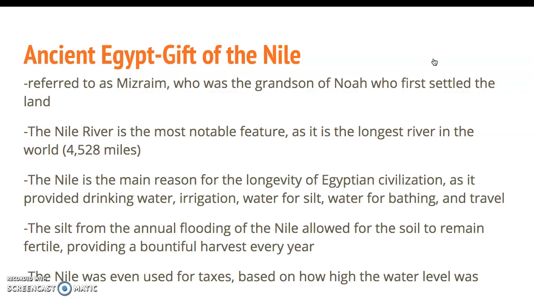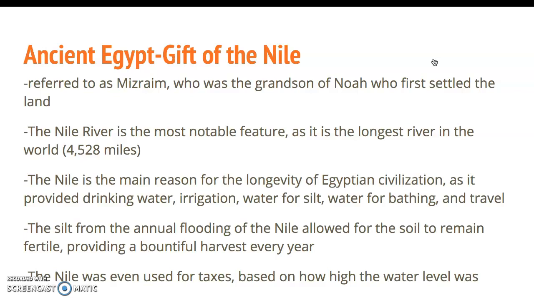Well, you need to have a good water source, as we've talked about, whether it's in Mesopotamia or in Egypt or in any one of the other ancient civilizations that we're going to talk about, in order for that civilization to grow. The silt from the annual flooding of the Nile allows the soil to remain fertile, providing a bountiful and pretty well-planned harvest for every year.